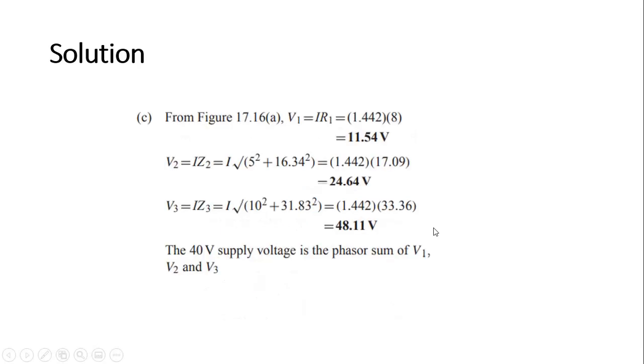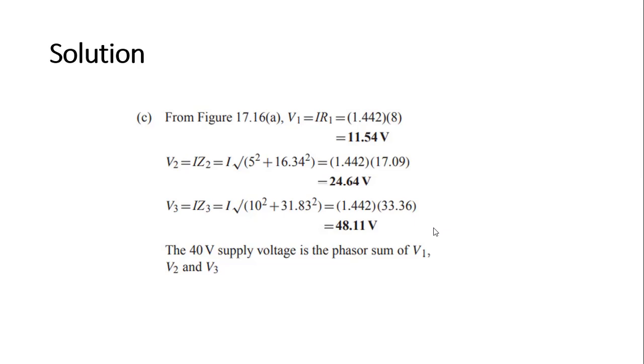So C says we should find the voltage drop across each impedance. Since we know the current flowing in the circuit, the same current will flow through each of the impedances Z1, Z2 and Z3. By our formula, V is equal to IR for the first impedance, because for the first impedance the only thing we have is resistance. So it will be 1.442 times 8.